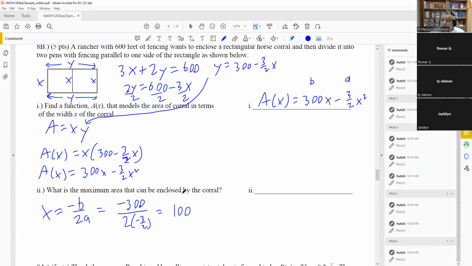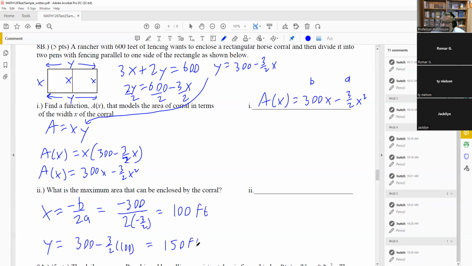Now there's 2 ways you can find the maximum area. You could just take 100 and put it back into the answer you had from part I. You could put 100 in there and work that out. Or the other way is you can find the y value and then just multiply x and y together. So I'll do that. I'll find what this area is. So I'm going to do 300 minus 3/2 times 100, just using the formula from above. If you put that in there, that's going to give you 150.